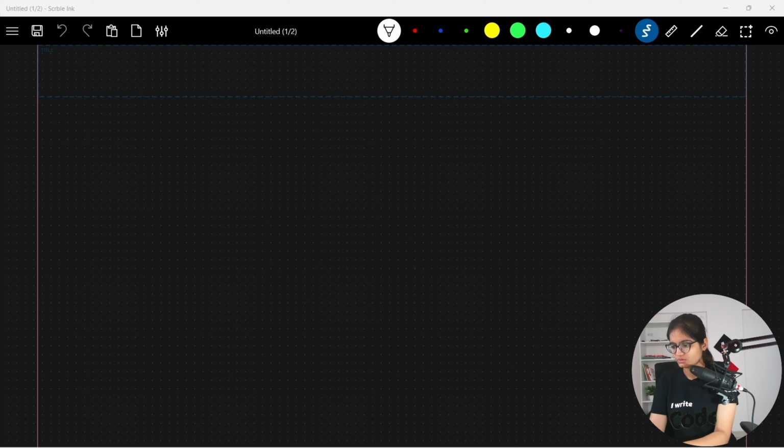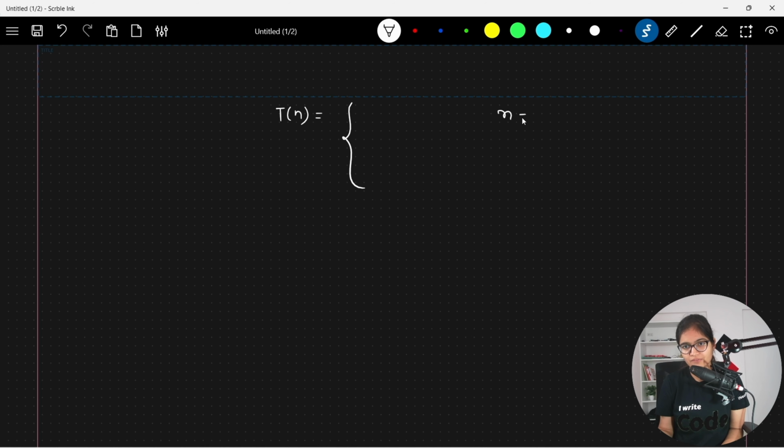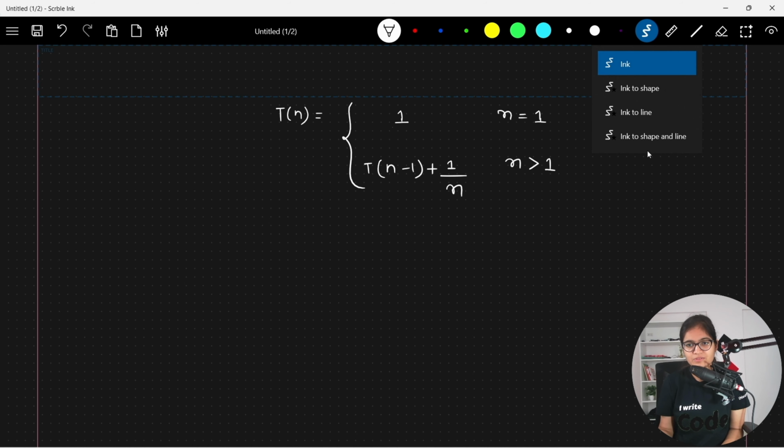Here it is saying that the recurrence relation is t of n, which is equal to, when it's a small problem, when the value of n is equal to 1, the answer is nothing but a constant, which is 1. But when the value of n increases to greater than 1, the answer is t of n minus 1 plus 1 divided by n. So this is the problem statement that is given to us, a recurrence relation which is provided to us.